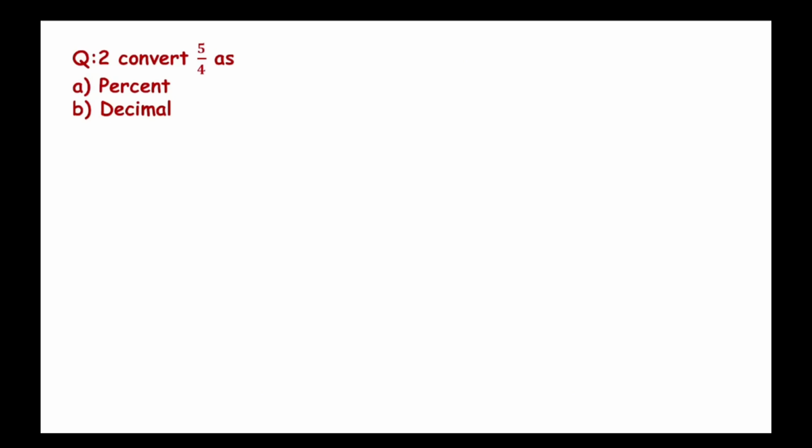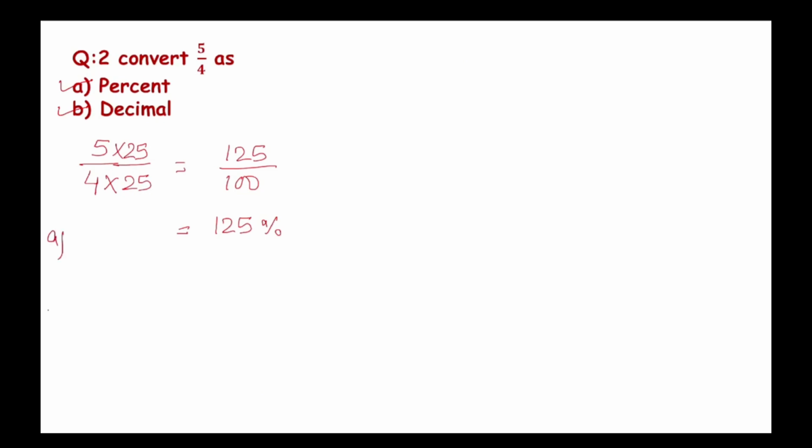Now next is convert 5 over 4 as percent and decimal. So 5 over 4. Here also we don't have 100 in the denominator, but we can write the equivalent fraction which gives 100 in the denominator. So 4 times 25 is equivalent to 100, so we have to multiply 25 in the numerator as well. So 25 times 5 is 125. Now percent: how can we write the percent of the given fraction? So 125%.